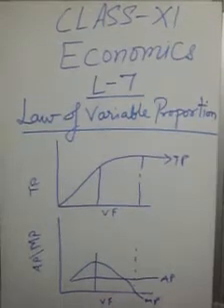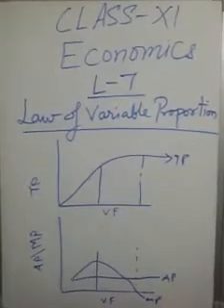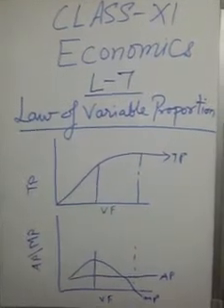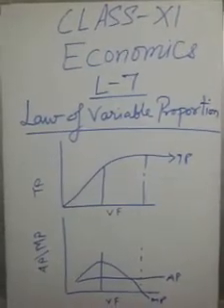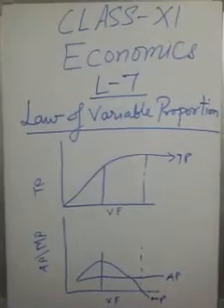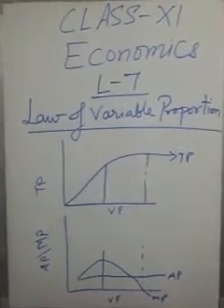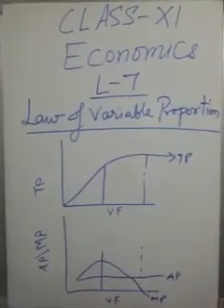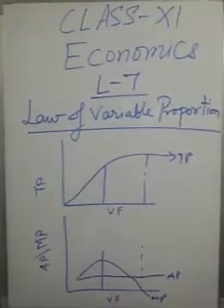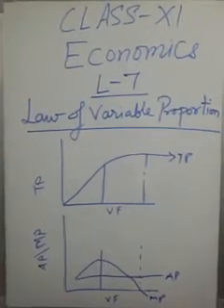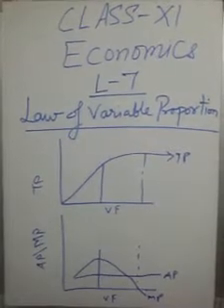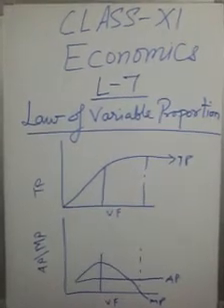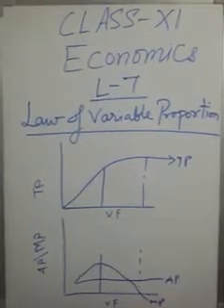Second, when MP starts diminishing, TP increases only at a diminishing rate. It starts to happen in the second stage, when the increasing rate of TP slows down. And at the end of this stage, MP becomes 0 because TP is maximum. So we can say that when TP is maximum, MP is 0.